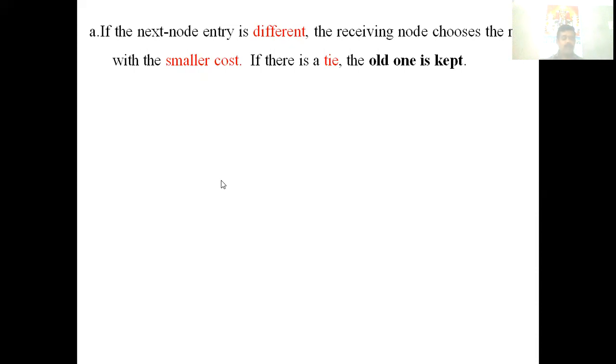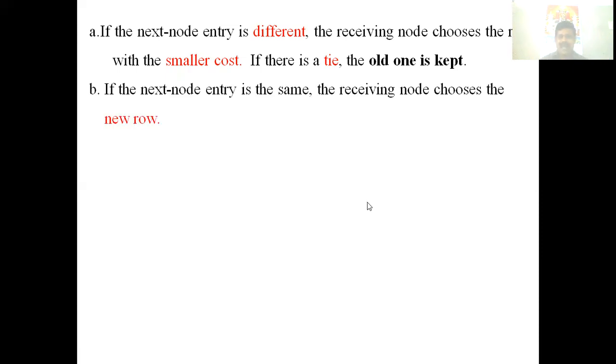After comparing, if the next node entry is different, the receiving node has to choose the smallest cost. So it is comparing its old table with the new table. Now it is checking the cost. If the cost is lower, then it has to take that. If both are the same, it has to keep the old one. Next, if the next node entry is the same, the receiving node chooses the new row.